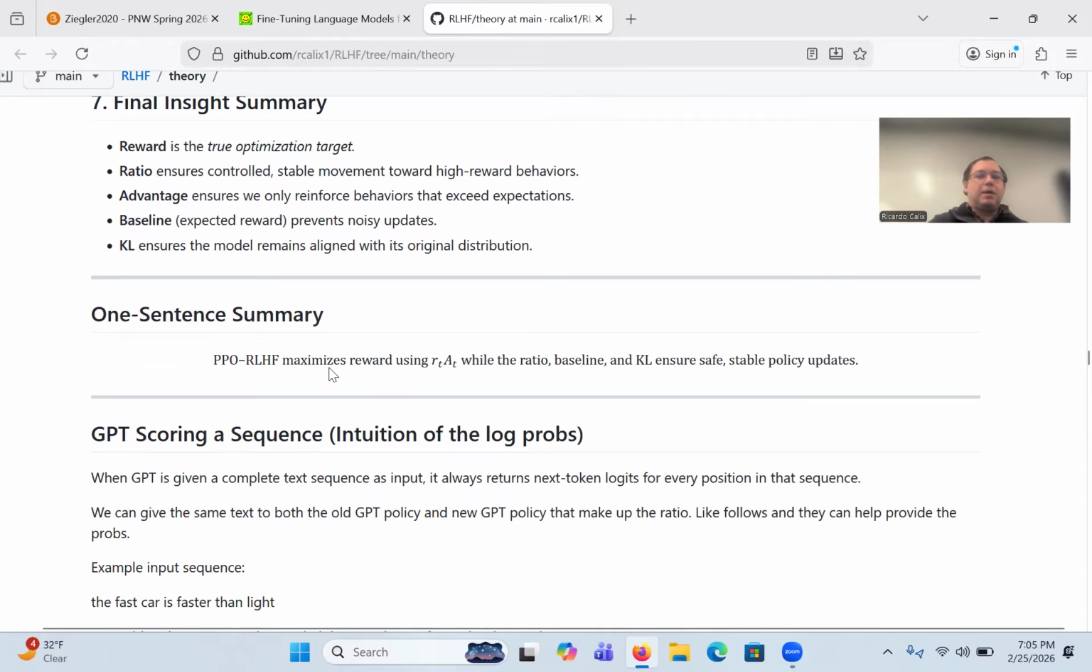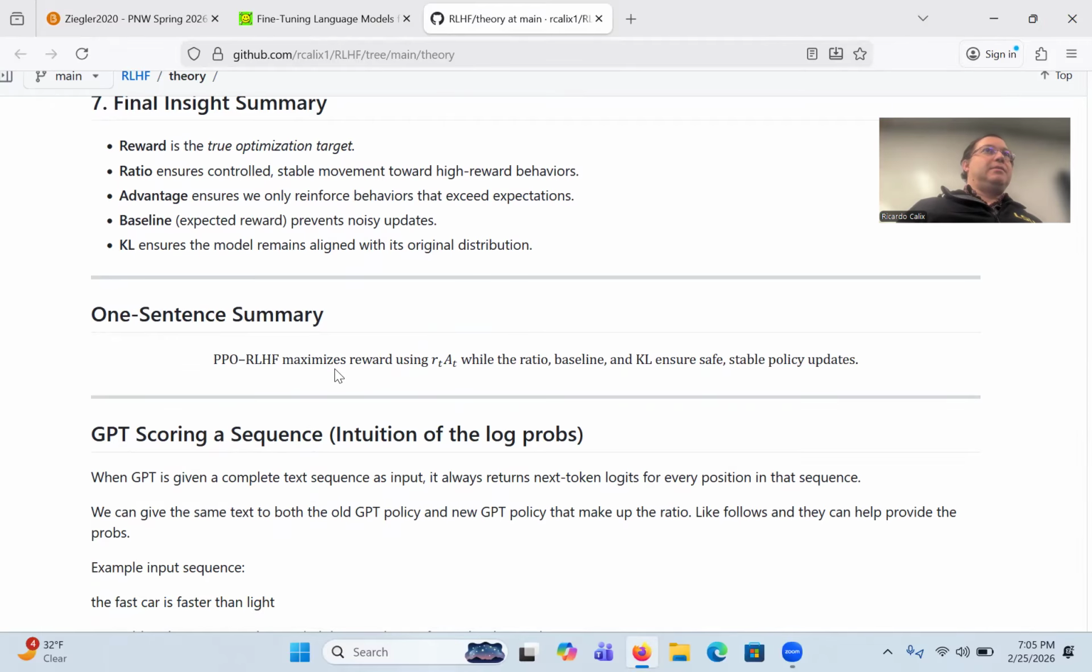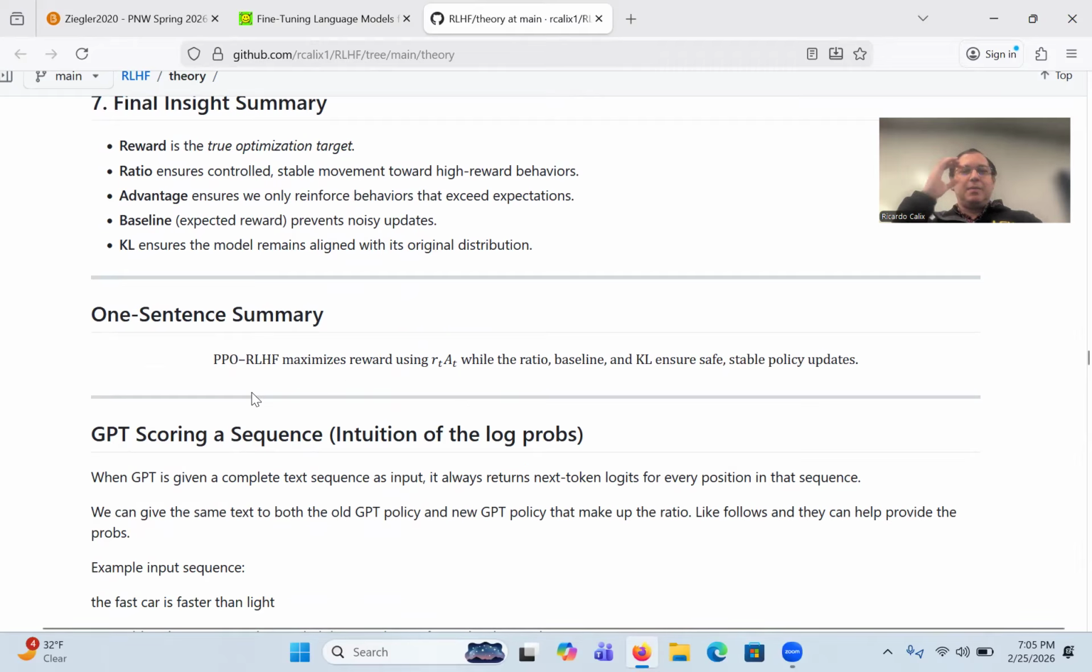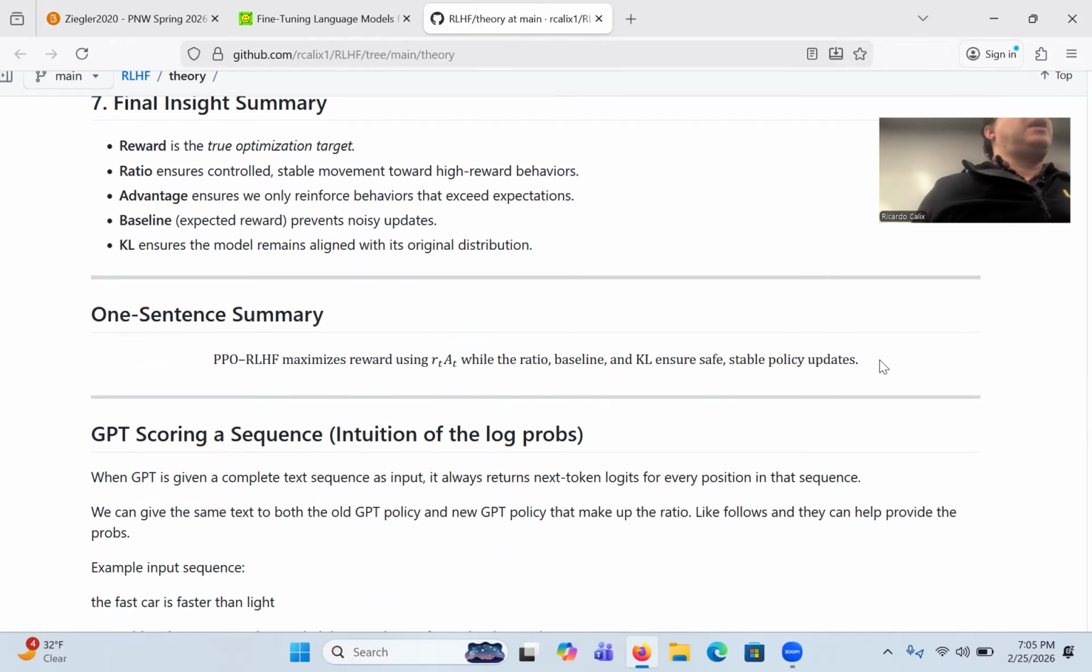So in PPO RLHF maximizes reward. Notice in the paper it just says optimizes. Right, so it doesn't even specify. I'm sure it's buried in there, but so far I've not been able to find that. But it's a reward. So it maximizes reward using RT times AT, while the ratio, baseline, and KL ensure safe, stable policy updates. So it's a type of very controlled optimization. Okay? Do you guys see that?